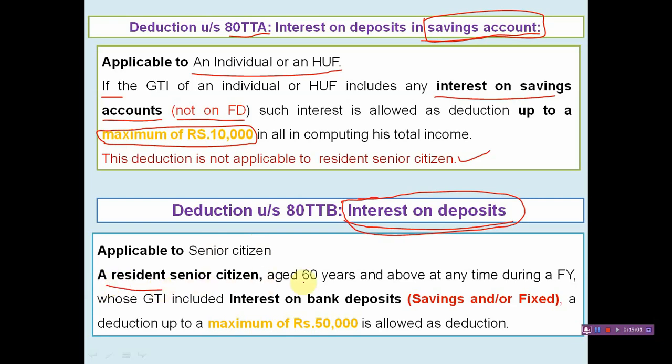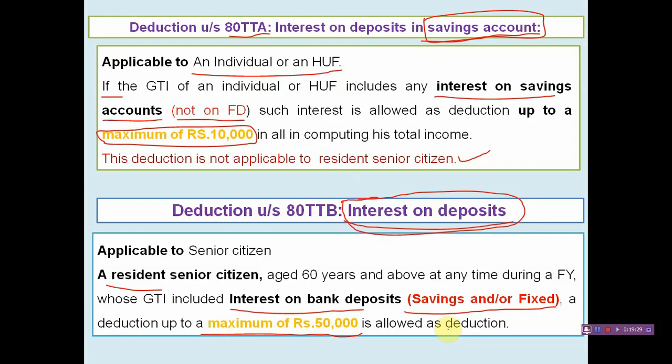A resident senior citizen aged 60 years or above at any time during the financial year whose gross total income included interest on bank deposits, savings as well as fixed deposit, a deduction up to a maximum of rupees 50,000 is allowed under section 80TTB. We will solve sums on 80TTA and 80TTB.